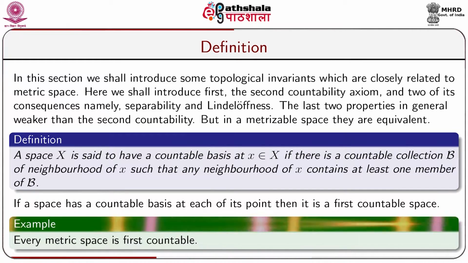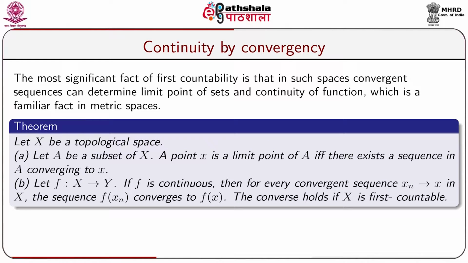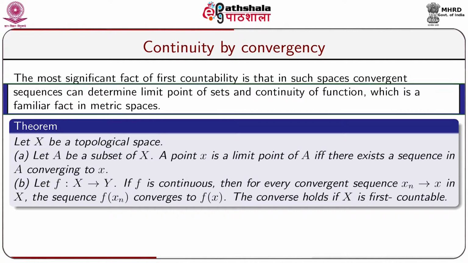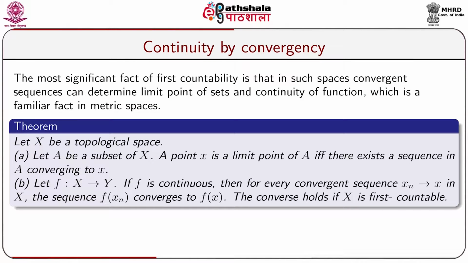Clearly, every metrizable space is a first countable space. In a metric space, at a point x, the countable local base can be defined as B(x, 1/n) such that n belongs to N. The most significant fact of first countability is that in such spaces, convergent sequences can determine limit points of sets and continuity of functions, which was a known fact in metric spaces. The determination of continuity in metric spaces is called the Heine continuity criterion.